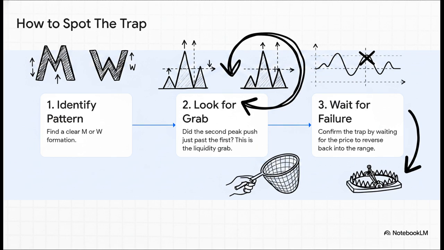Ask yourself, did the second top just poke above the first one? Did it dip just below the first bottom? And then step 3, and this one requires patience, you have to wait for the failed breakout. You need to see the price come back inside the previous range. That move back is your confirmation that the trap has been set and is ready to spring.